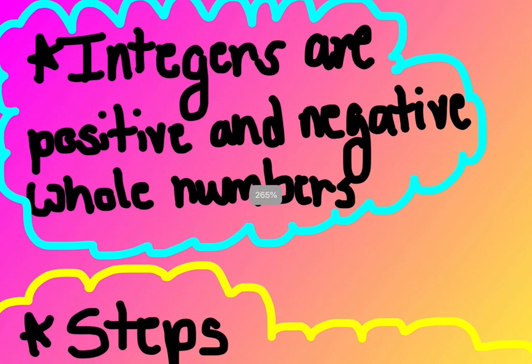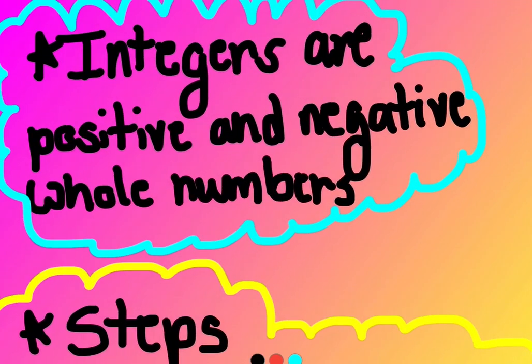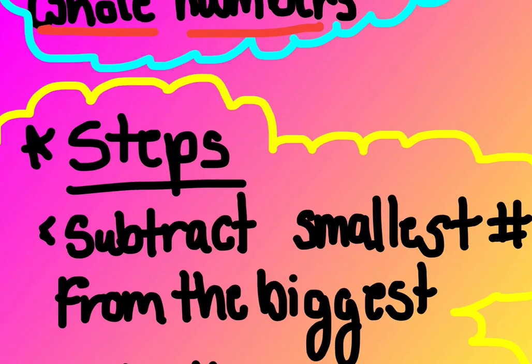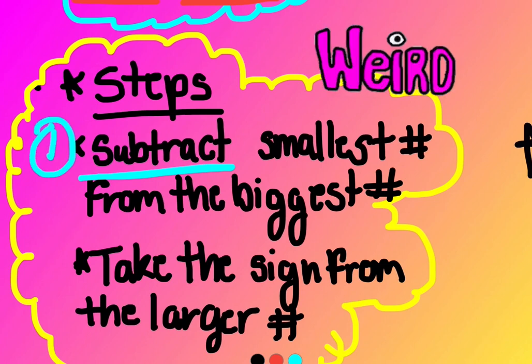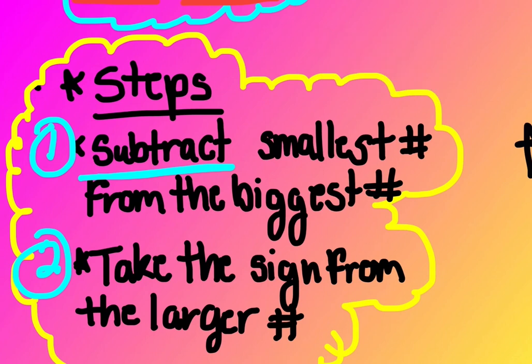Now, a quick reminder is that integers are positive and negative whole numbers. They can't have decimals with them. They cannot have fractions. And these are the steps we're going to follow today. We're going to subtract the smallest number from the biggest number, and we're going to take the sign from the largest one. So it's weird that we are going to be doing addition problems, but the operation that we are going to do is subtraction, which is fine. We just need to remember, subtract the smallest number from the biggest number and then take the sign of the larger number. It's really just a two-step process.